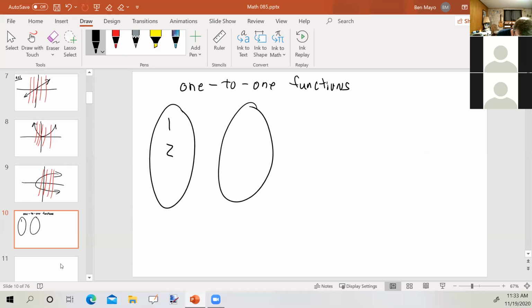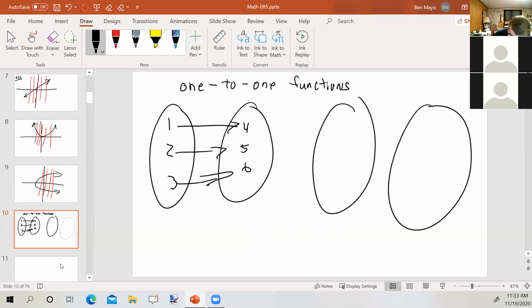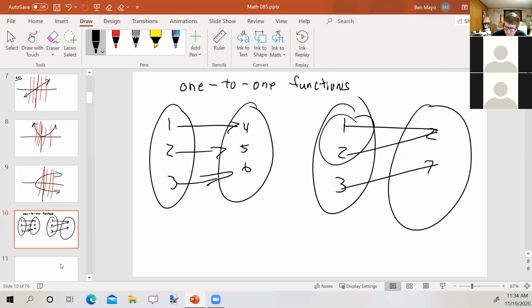Let's say we've got 1, 2, 3, 4, 5, 6. 1 goes to 4, 2 goes to 5, and 3 goes to 6. That's a one-to-one function mapping, okay? Let's say we've got 1, 2, 3, 2, 7. 1 goes to 2, 2 goes to 2, and 3 goes to 7. That is a function, but it's not one-to-one because you've got two different inputs going to the same output.